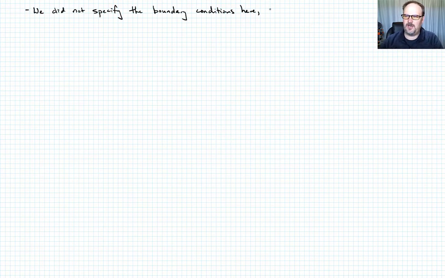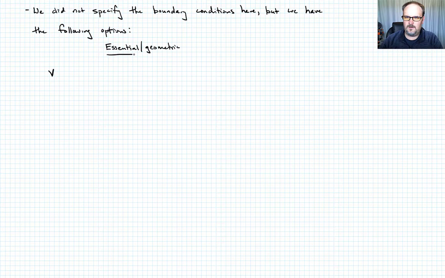Remember, I didn't specify the boundary conditions, but we have the following options that we can choose. Let's try to work through it like we did before. I have some sort of statement on V, the deflection at each end. So here's V, and in the case of the essential or geometric boundary conditions, I could simply have V be specified at the boundaries. If I don't specify it, then I have to have natural boundary conditions. So I'll have an or.